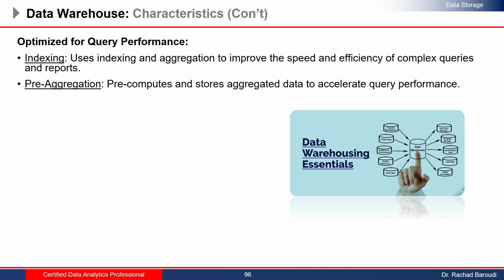Pre-aggregation, this is also a unique feature in warehouse, does not exist in databases. It's pre-compute and store aggregated data to accelerate query performance. Let's assume you have sales in different branches. So it already has a part of the system, a cube, let's say, to aggregate all the sales in different regions, different branches. So when somebody asks about this data, which is aggregated total, the system will provide it in a very comfortable and speedy way.